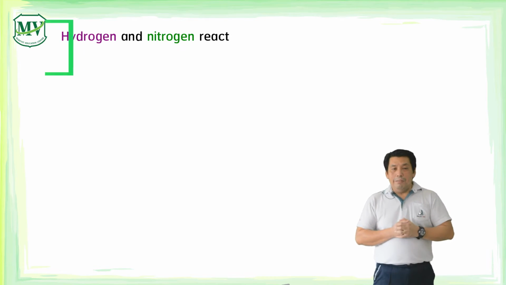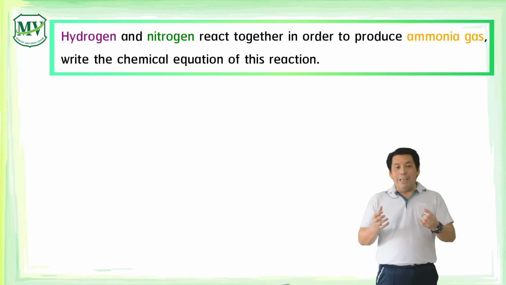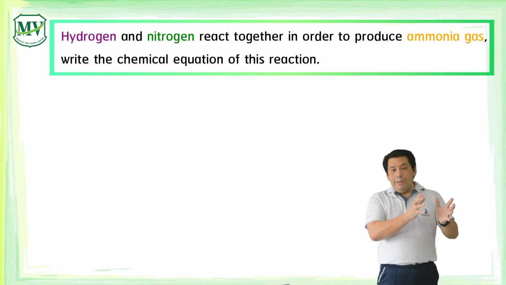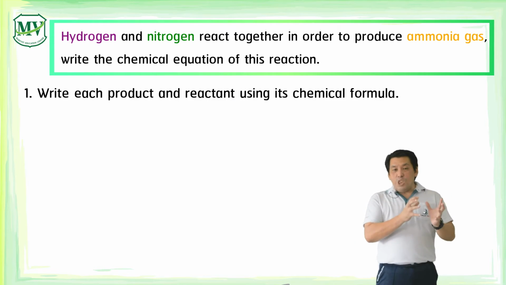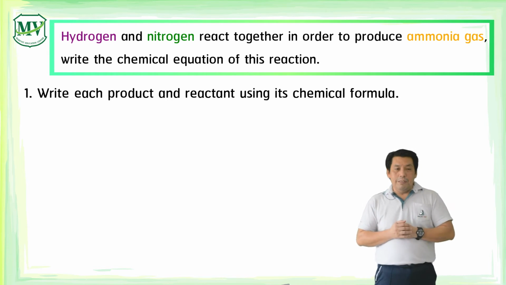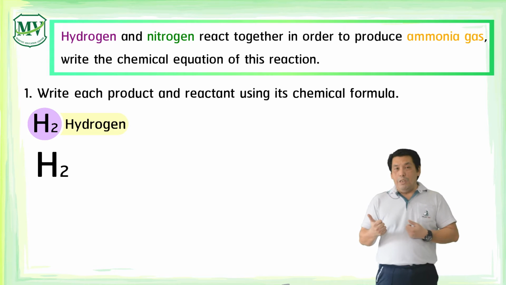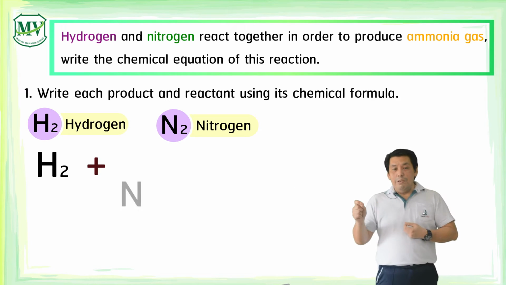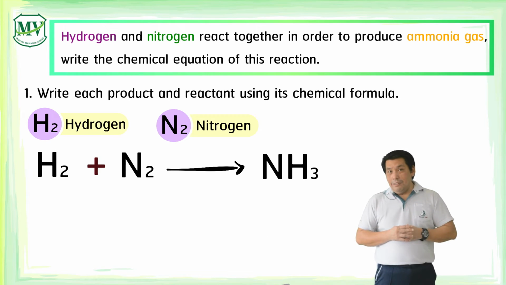Let's have an example. Hydrogen and nitrogen react together in order to produce ammonia gas. Write the chemical equation of this reaction. Step 1. Write each product and reactant using its chemical formula. Example, hydrogen is H2, will react with nitrogen, which is N2, to produce ammonia, which is NH3.